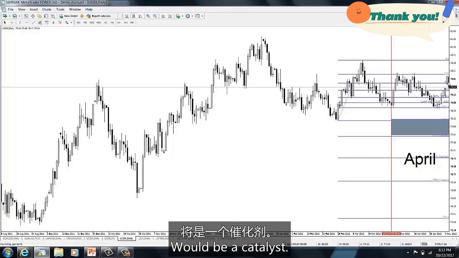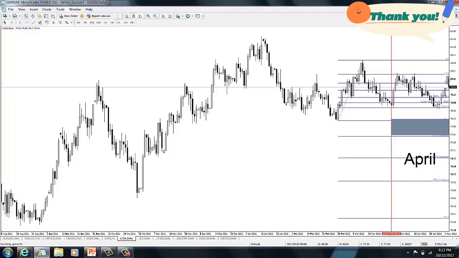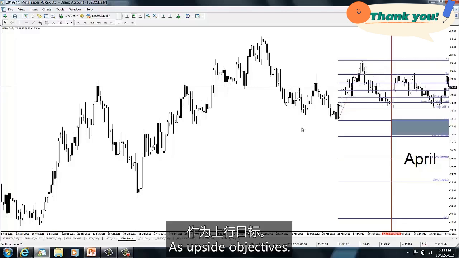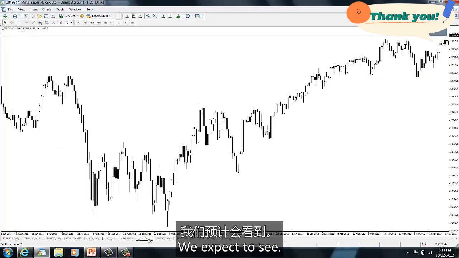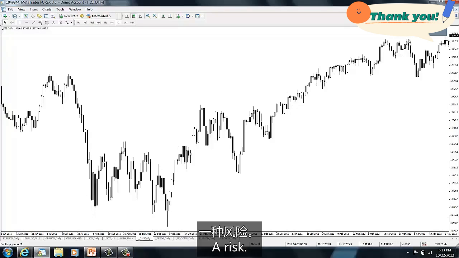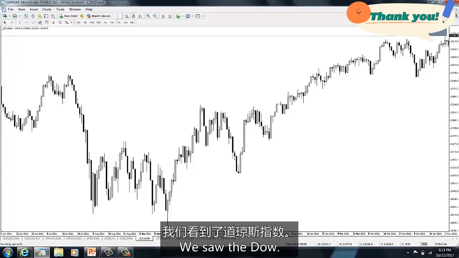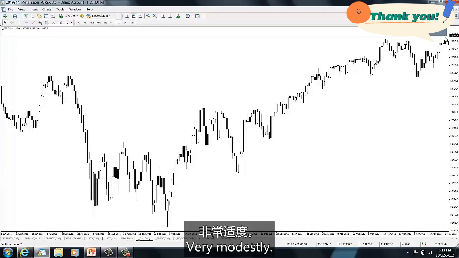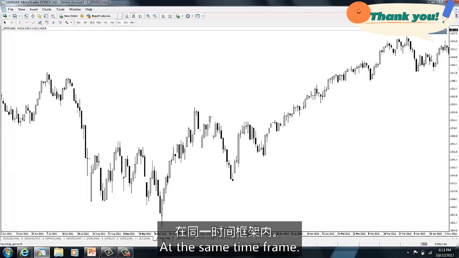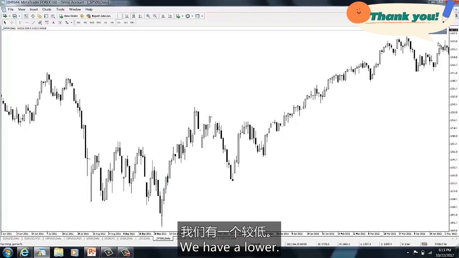So this would be a catalyst for upside momentum for the dollar, looking for this old high and this old high as upside objectives. At the same time that this is occurring, we expect to see weakness in the stock indices to anticipate a risk-off scenario. We saw the Dow this year in April make a very modestly higher high here, and this little rectangle is delineating the month of April as well. So we see a modestly higher high here, but let's look at the daily on the S&P at the same time frame. We have a lower high.